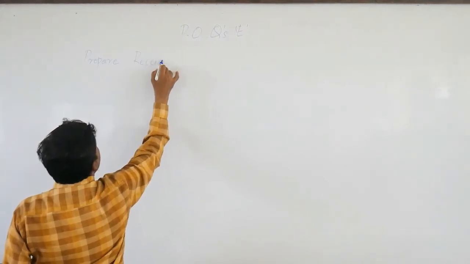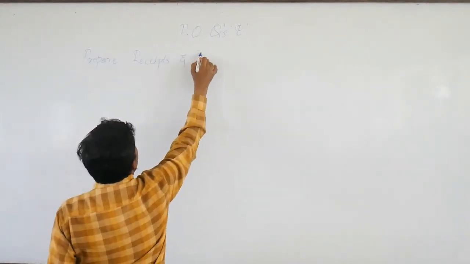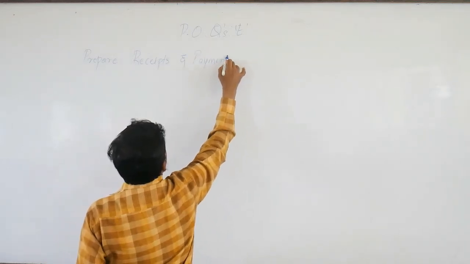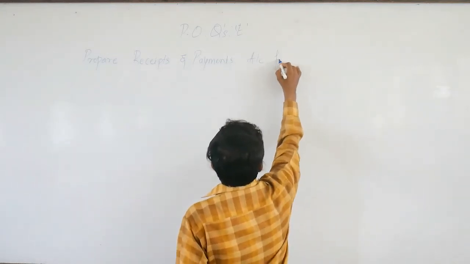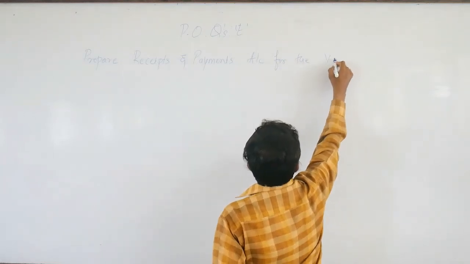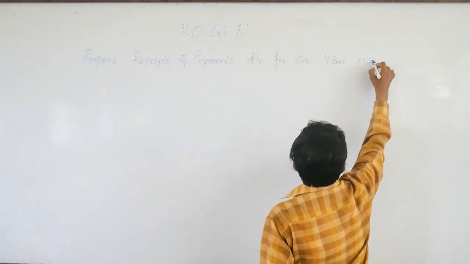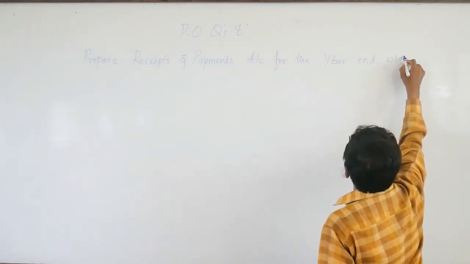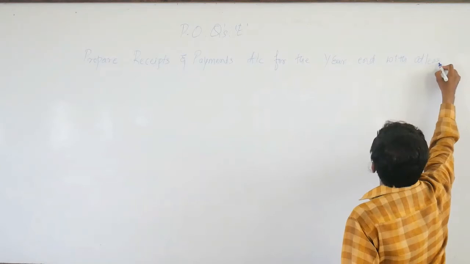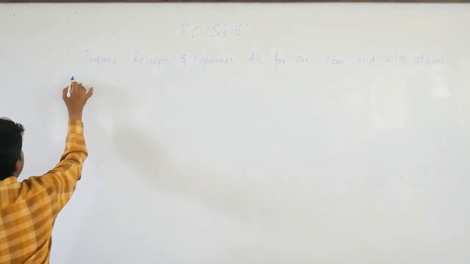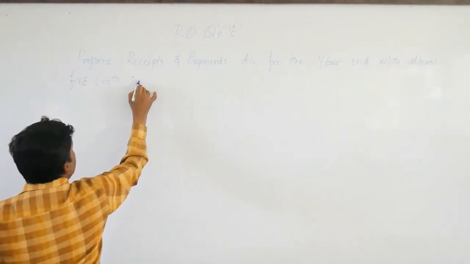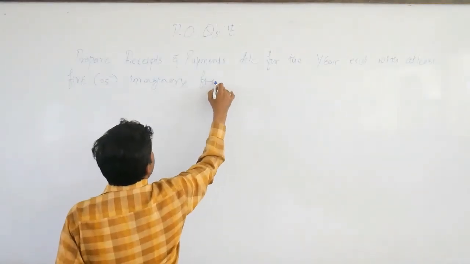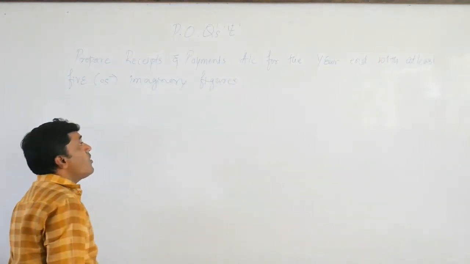prepare receipts and payments account for the year ending, with at least 5 imaginary figures. So here we need to take our own amounts or values.